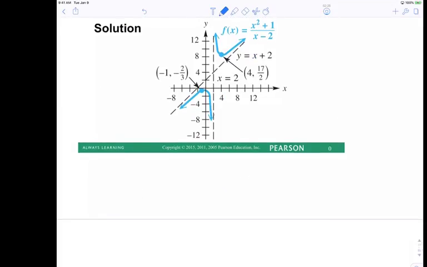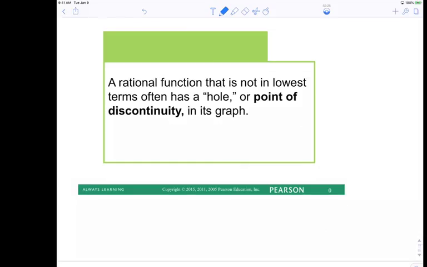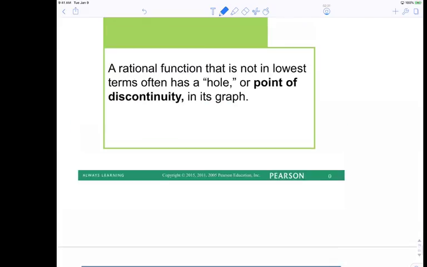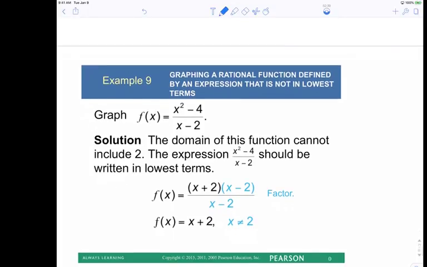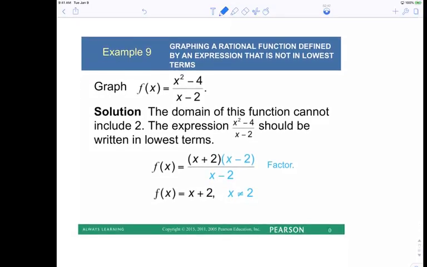The slant, I know we didn't work an example together, but we can talk about it. So the hole, or discontinuity, occurs whenever we get a result that gives us 0 over 0. So that occurs when we get 0 over 0. Can you see something here that's going to give us 0 over 0, an x value?